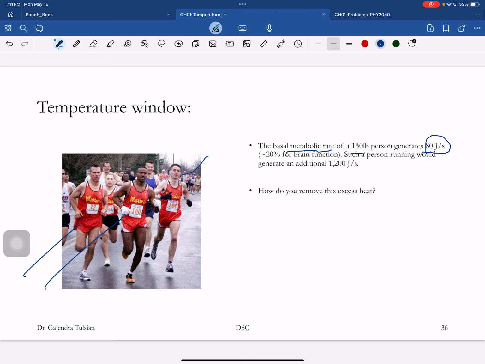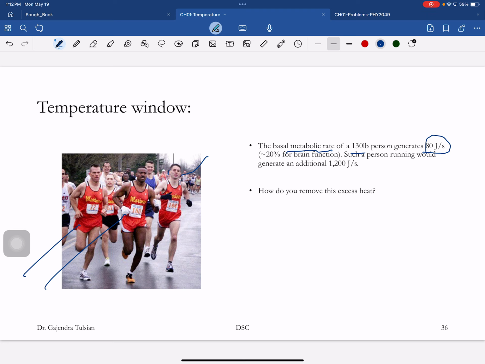So you're using energy at 80 joules per second just sitting there, and you're not doing any work. So eventually all that energy gets converted to heat. So you're all a 100-watt bulb right now. But if you didn't get rid of that heat, your temperature would rise, and then you don't like that.